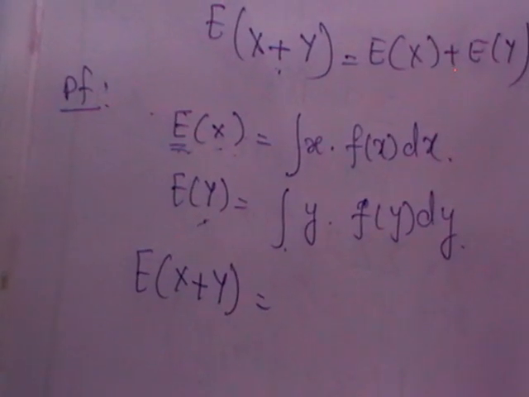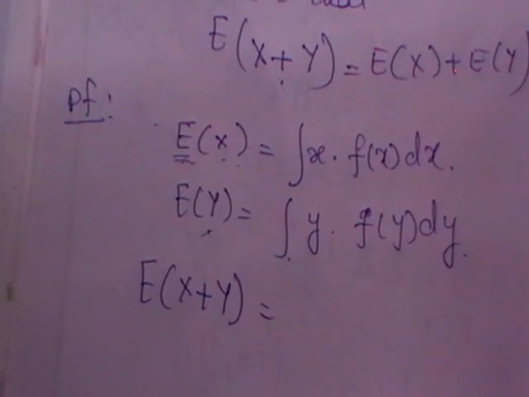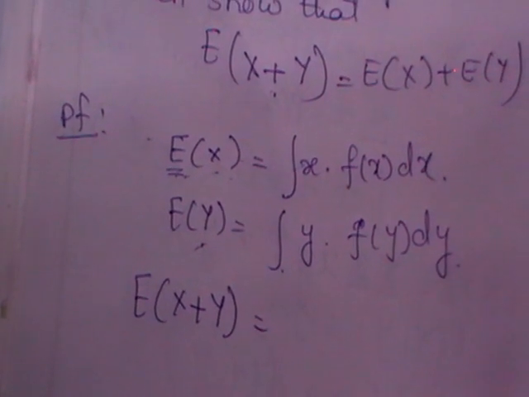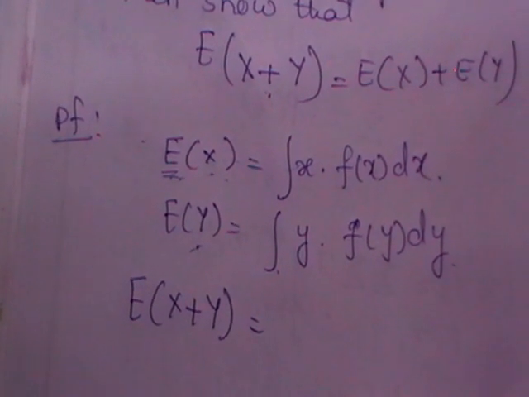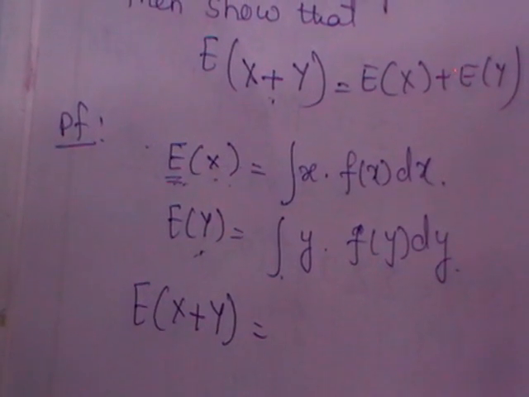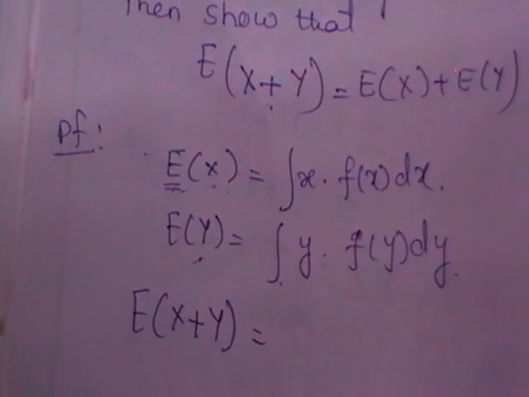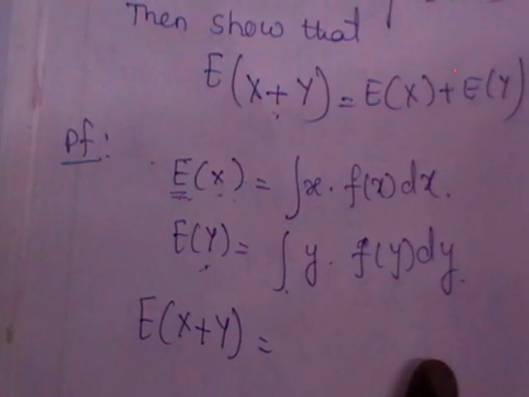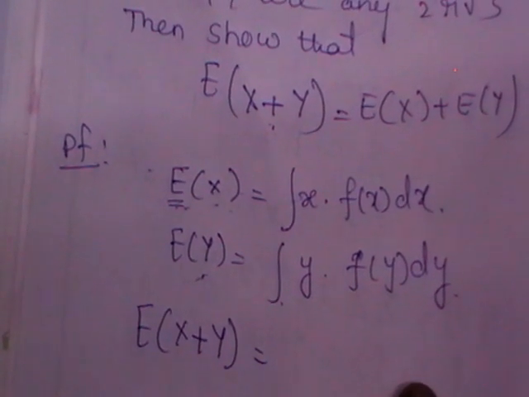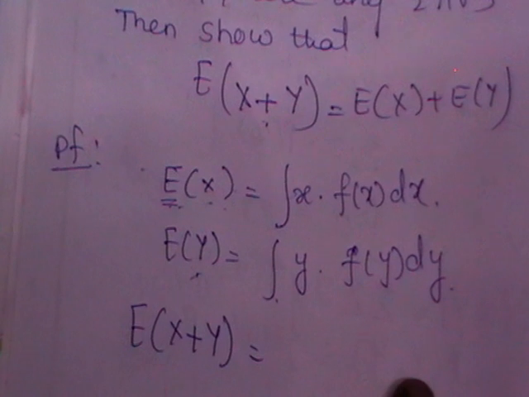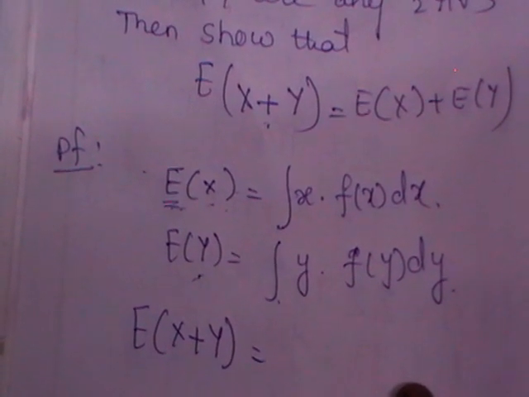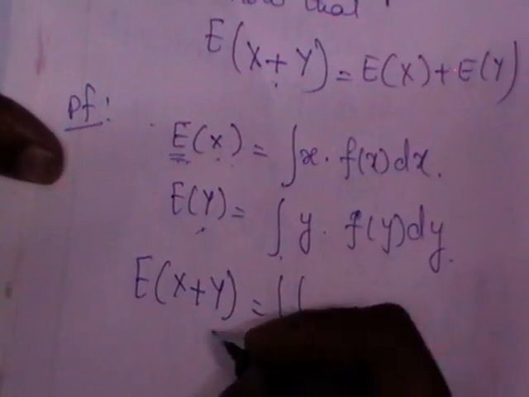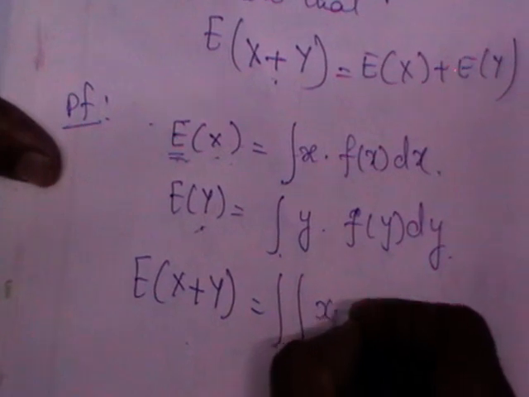Similarly, E of x plus y. As we have these three terms in the statement, E of x plus y, E of x, E of y, let us define all those before entering into the proof of the theorem. E of x plus y here means, how many variables are there within the brackets? Within the brackets we have two terms or two variables. So you will start that with an integral. Am I right? How many integrals? Two integrals. Within the brackets we have x plus y.